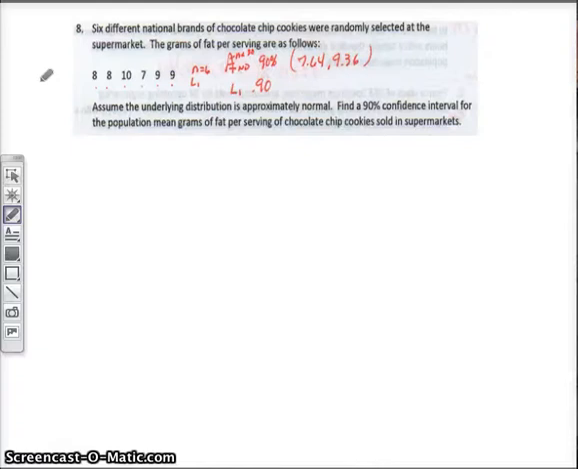But another way to do that is to use the power of your calculator. The way we do that is we put the data in L1 and then we go through the procedure. So again, what are we looking for? Assuming the underlying distribution is approximately normal, find a 90 percent confidence interval for the population mean of grams of fat with the chocolate chips at the supermarkets. Let's see if we can do that.